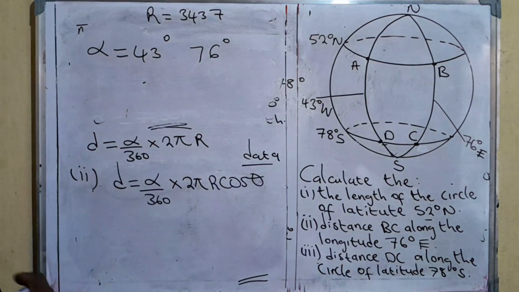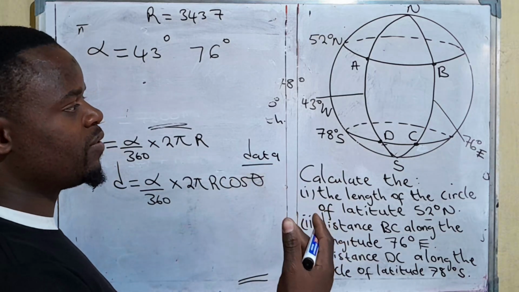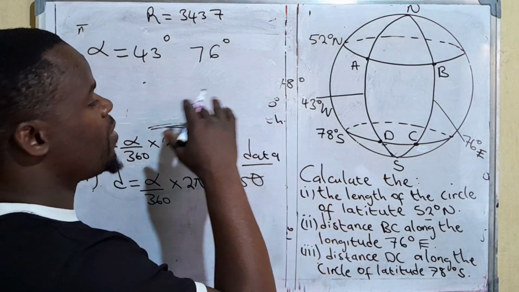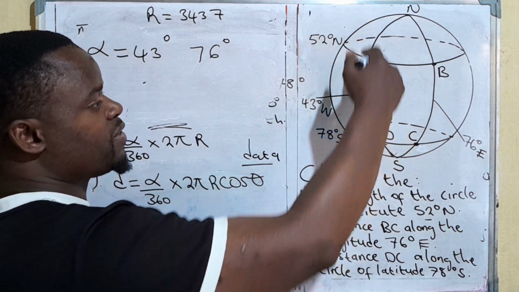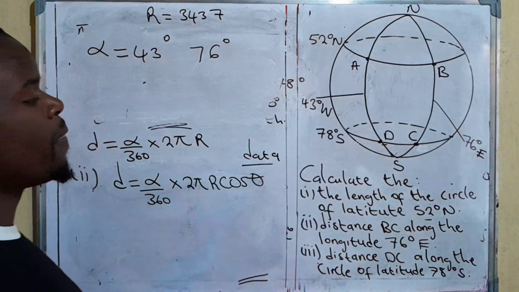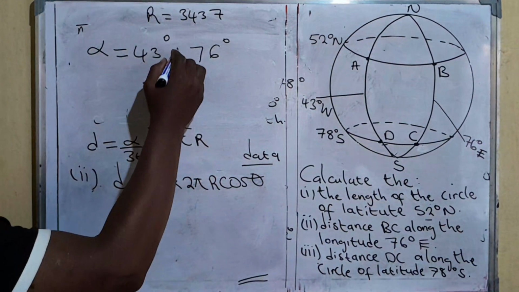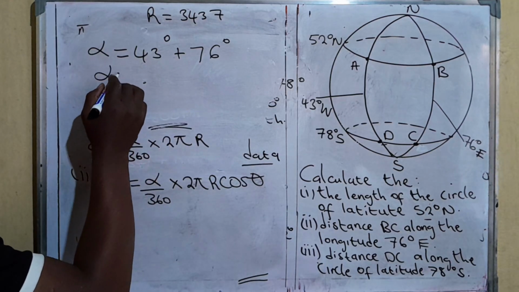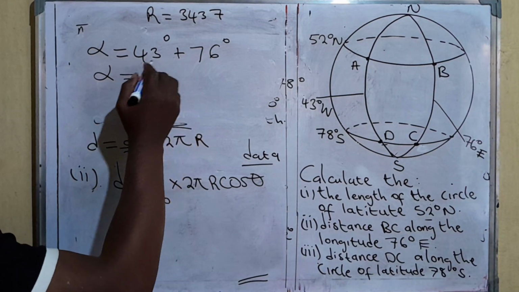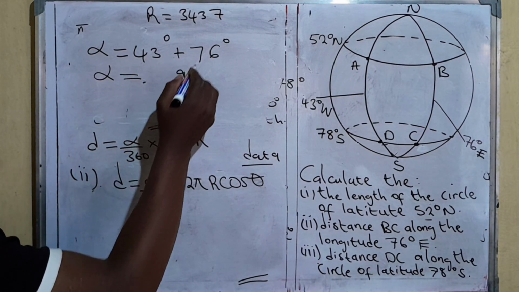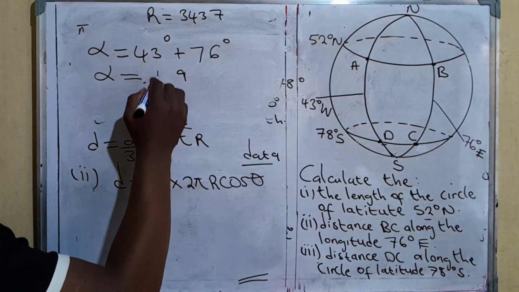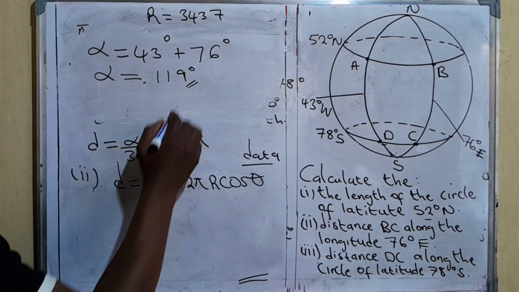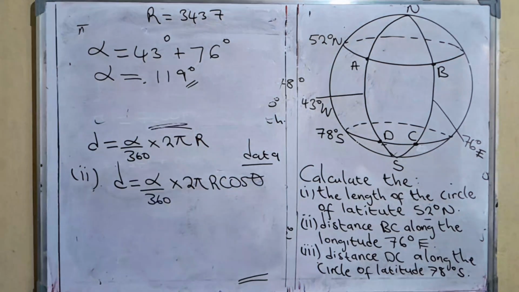You might have a question: do we have to add or subtract? We take note of the hemispheres where those two longitudes are. This one is in the western hemisphere, that one in the eastern hemisphere. Hence, we are going to add them. So the difference in longitude is 6 plus 3, that's 9, 7 plus 4, that's 11. So that's 119 degrees. That's the difference in longitudes.